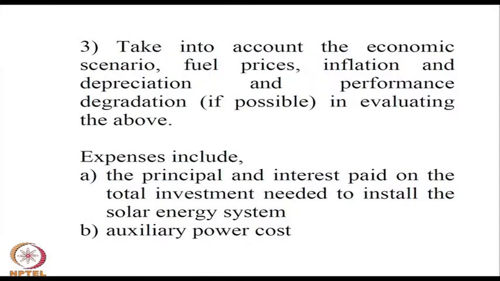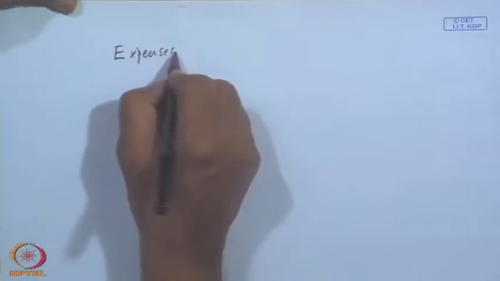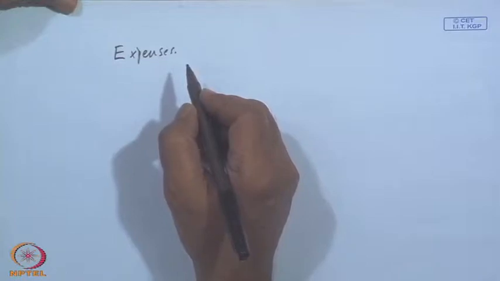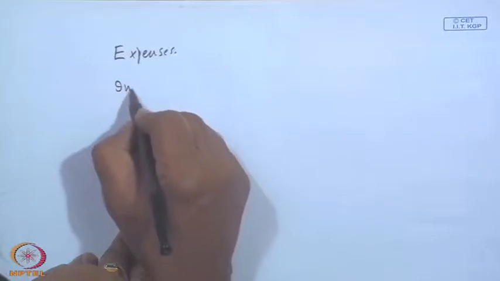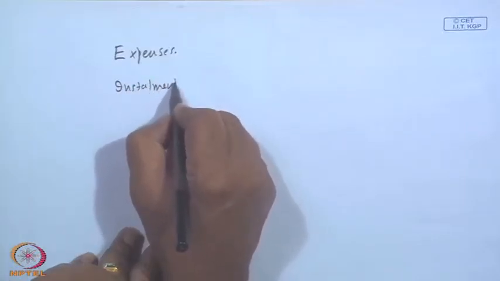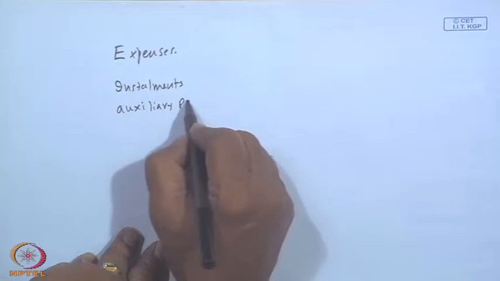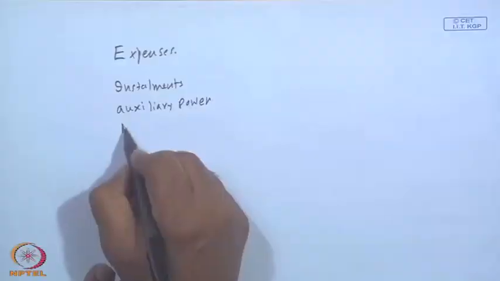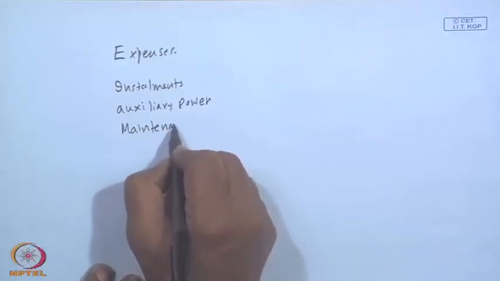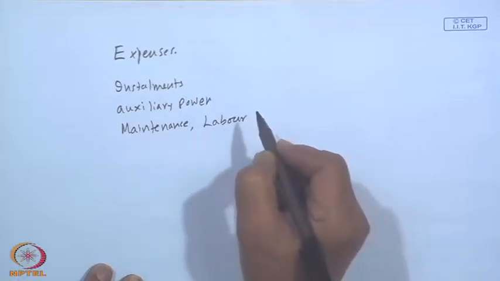Similarly, when you have installed the solar energy system, there will be certain expenses, which may involve the principal and interest paid on the total investment needed to install the solar energy system, and the auxiliary power cost. So, let us say installments and the auxiliary power. In addition, there will be certain maintenance cost, even cleaning the solar collectors, and that may include the labor also.